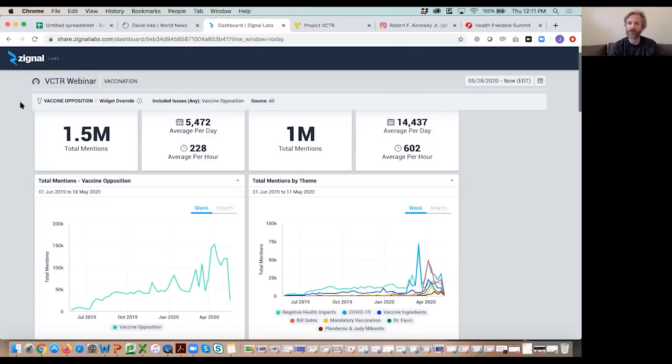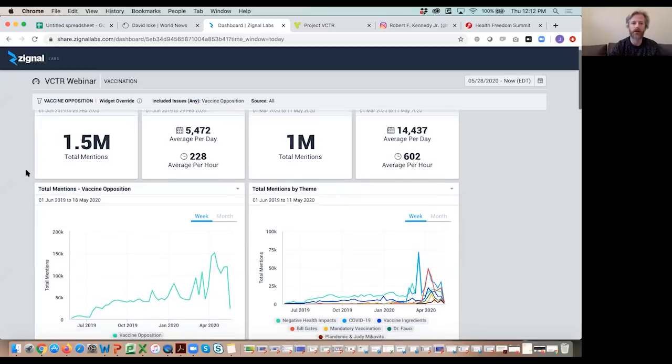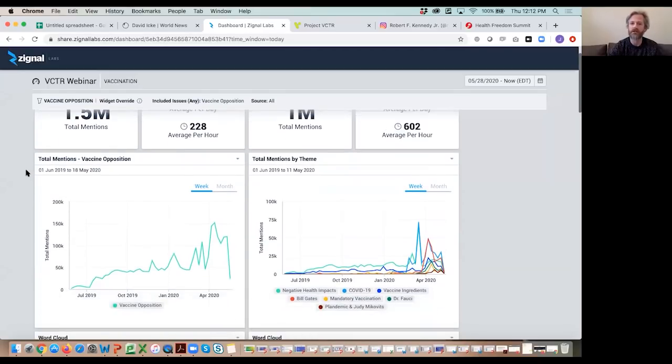All the old players, all the old leaders are still there. They're still involved, but they're adding new ones. So you can see here, again, these are just mentions of vaccine hesitancy or vaccine opposition, really. Before the pandemic started, we had about 5,400 a day, and now we have 14,400 a day. So just an enormous spike in opposition to vaccines.